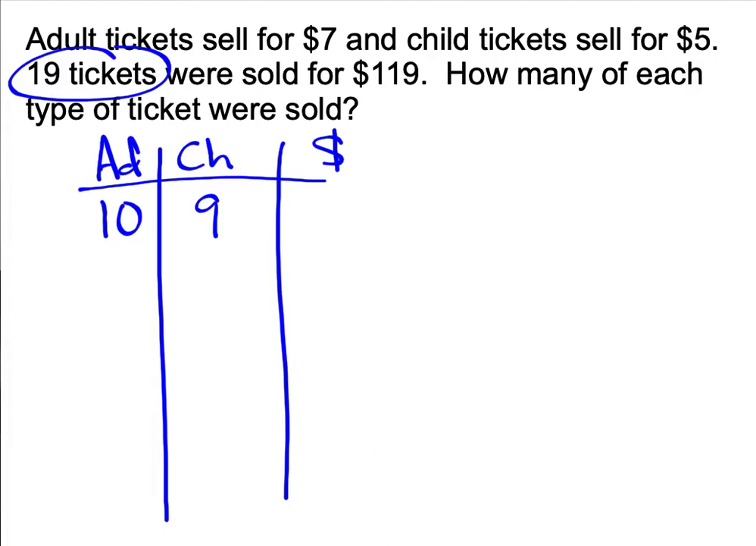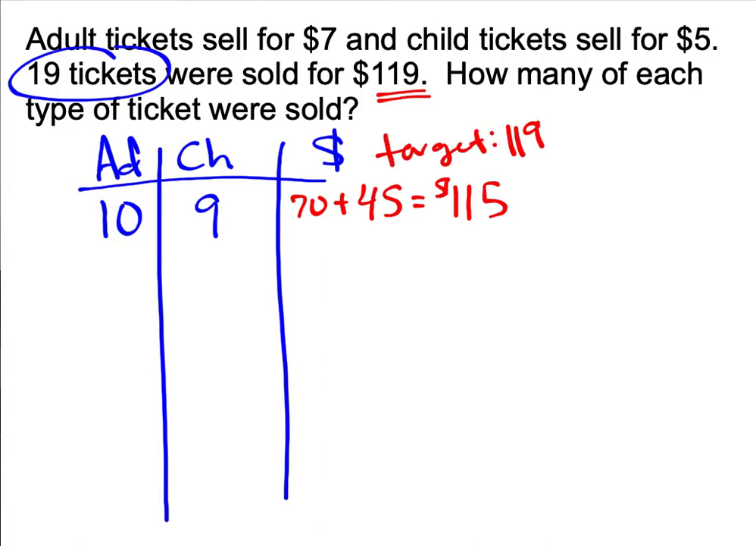So if I sell 10 adult tickets for $7, that's $70. If I sell 9 child tickets for $5 each, that's $45. 70 plus 45 is $115. Wow, that is a good guess. That's really close to the target of $119. So after my first guess, it looks like I've got to spend a little bit more than $115. So let's just go a little bit more of the adult tickets.